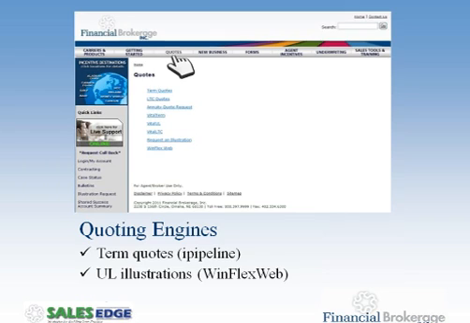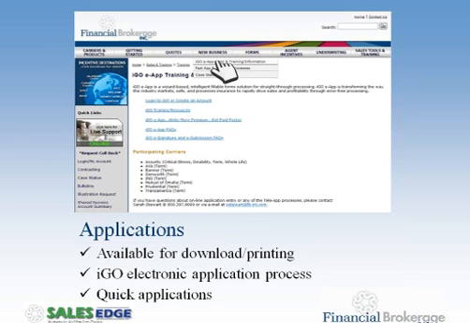And so now you've got your illustration. The client says, yes, I'd like to apply for coverage. Well, there's several ways we can get to the applications. And you can do that, again, through that top toolbar there on the website. If you click on New Business, you can get to the, well, let me step back a moment there.